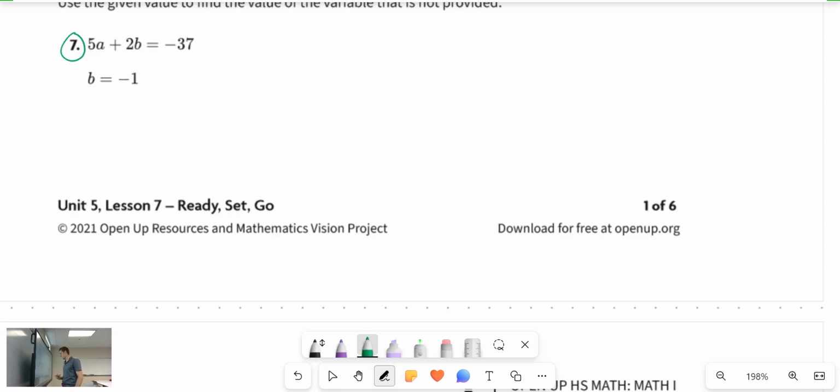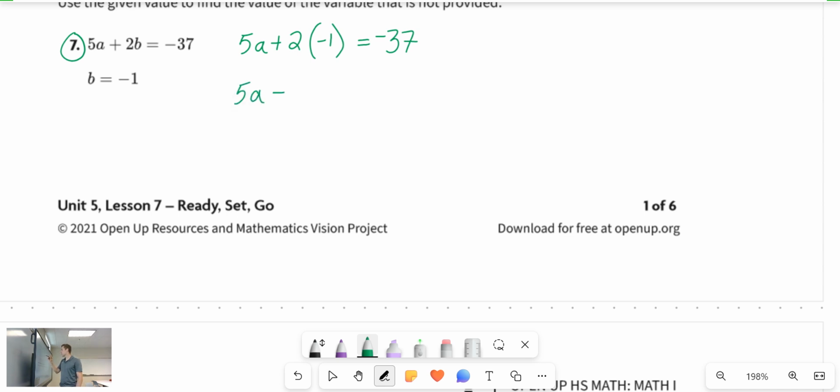All right. So we will switch back to green here. We have 5a plus 2b equals negative 37, and we're going to substitute b equals negative 1. So let's write down our problem with that substitution done. 5a plus 2 times b, where b is negative 1, is equal to negative 37. We're going to do this multiplication out.